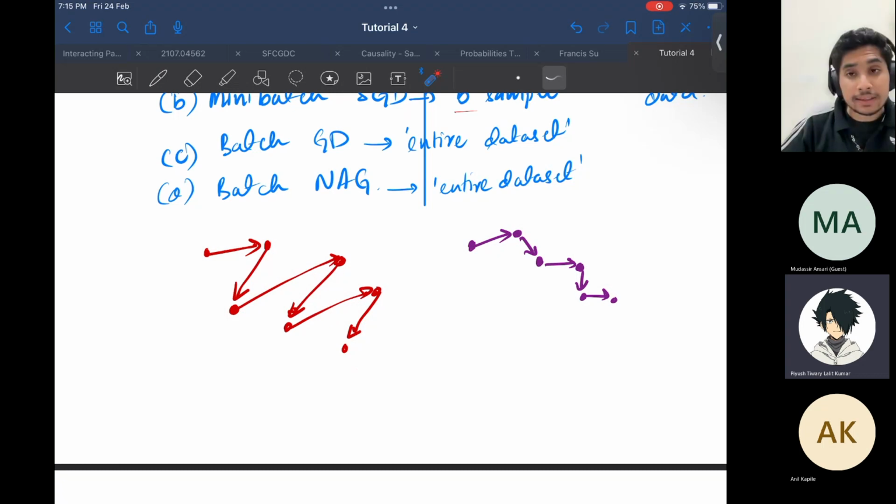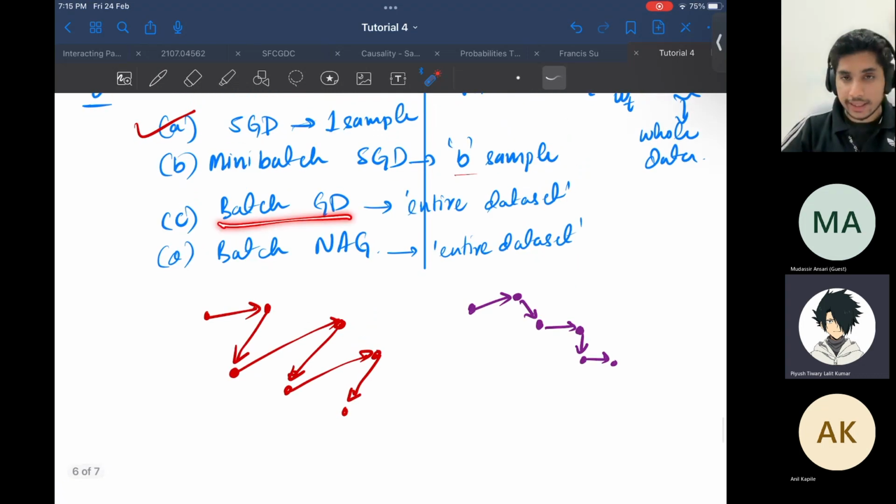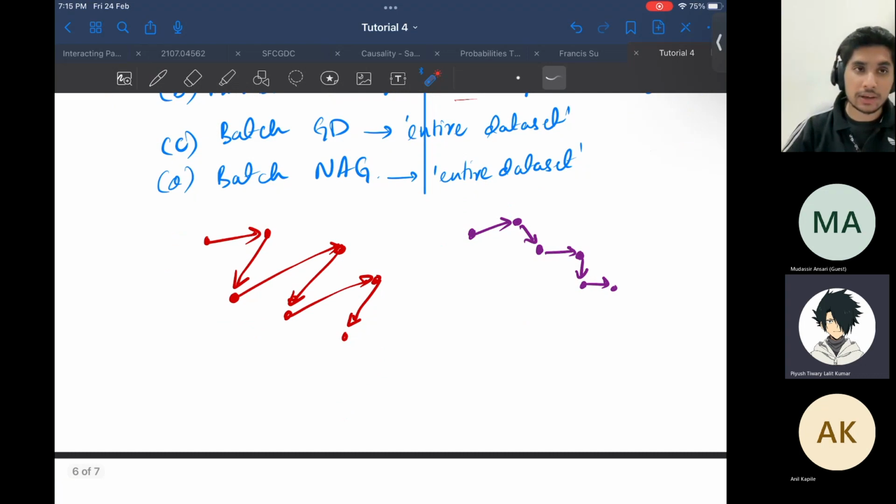Another thing to note is that if you use batch gradient descent, you won't have this many oscillations. In fact, you won't have any oscillations. If you are at this point, it will directly say go to this point in just one step. However, the thing with it is that you will take a lot of time and it will be computationally inefficient. So this is the idea. I hope I was clear. If not, let me know.